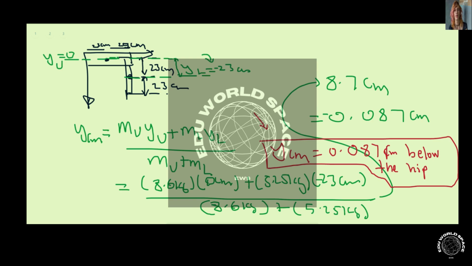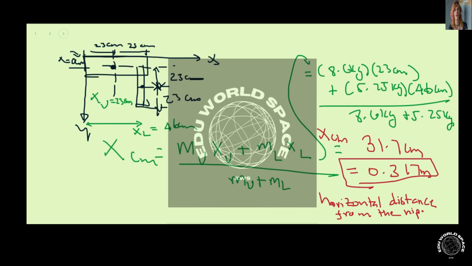Or rather, this is meters, sorry. This one is meters. You have to remember that, not centimeters. You gotta be careful with the units also. So don't forget that. Easy to make mistakes sometimes. So this one is meters. That's along the y center of mass, and then also the x center of mass. You could see we found it to be 0.317 meters.